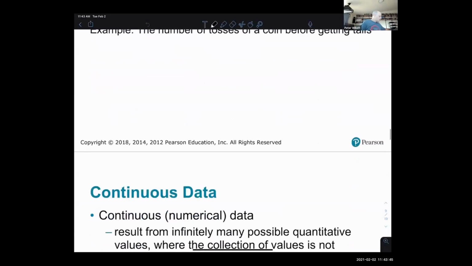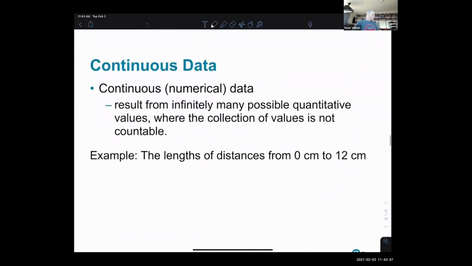All right, so in contrast to that, continuous is where there's infinitely many possibilities. So it says the lengths of distances from 0 to 12. Well, you might think there's only like 12 possibilities there, but that means you're automatically restricting your distance to being a whole number value. But nothing about a distance needs to be restricted to being a whole number value.